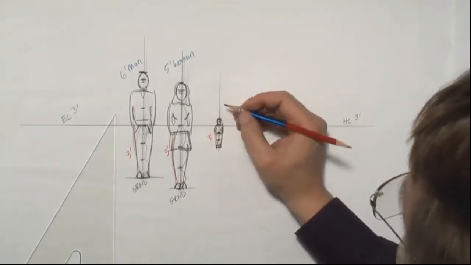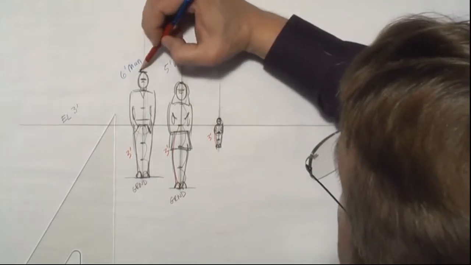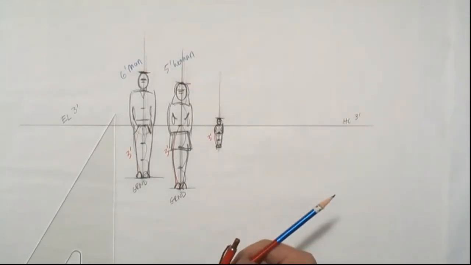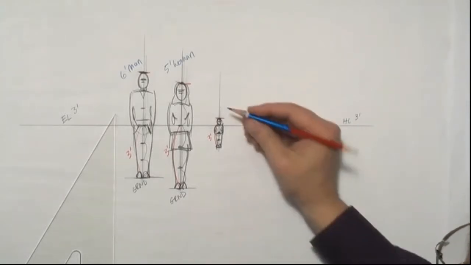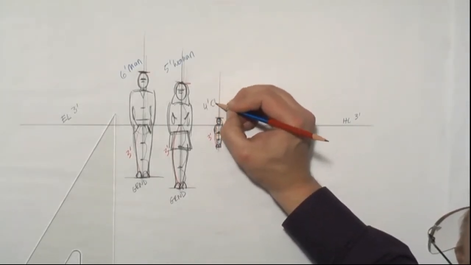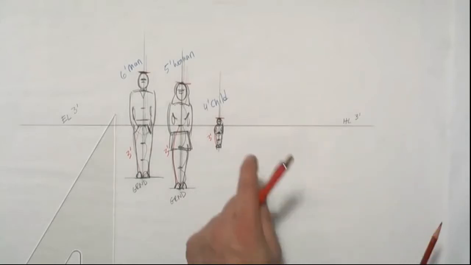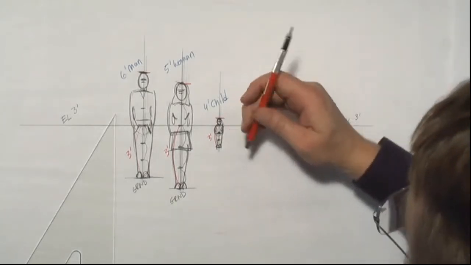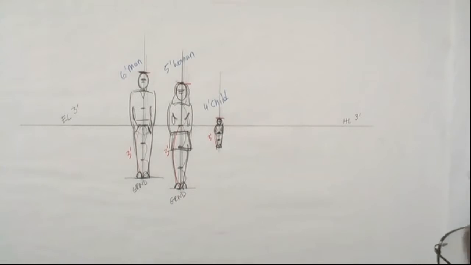That is a total of... mark the head of everybody. Let me get my head out of the way. Okay, so that is a 4-foot child, farther back than any other figure. The woman and the man are farther forward. That would be a 4-foot child. Let me make their ground really clear. So that's just to make it official.